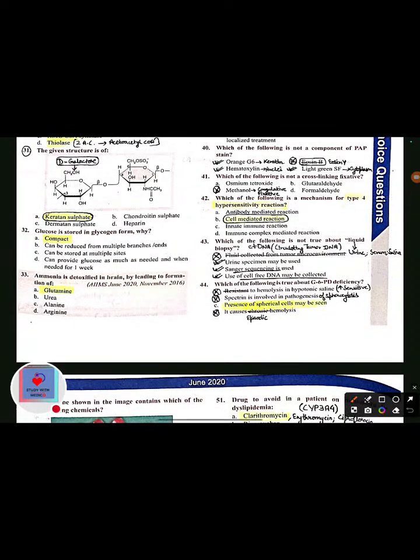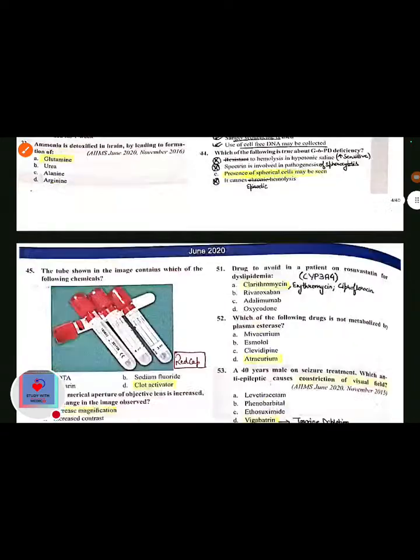Which of the following is true about G6PD deficiency? Presence of spherical cells may be seen. RBCs are spherical. Episodic hemolysis, not chronic. Resistant to hemolysis in hypotonic solution? No. Sensitive to hemolysis in hypotonic solution because already spherical, balloon-like and burst. Spectrin defect is involved in pathogenesis of spherocytosis, not G6PD.